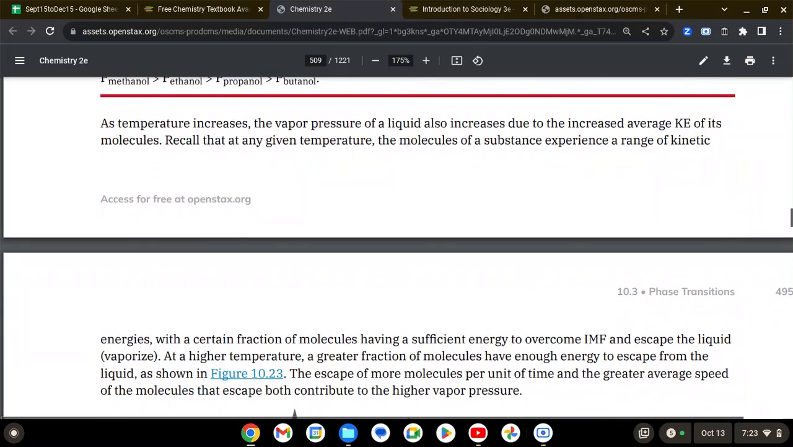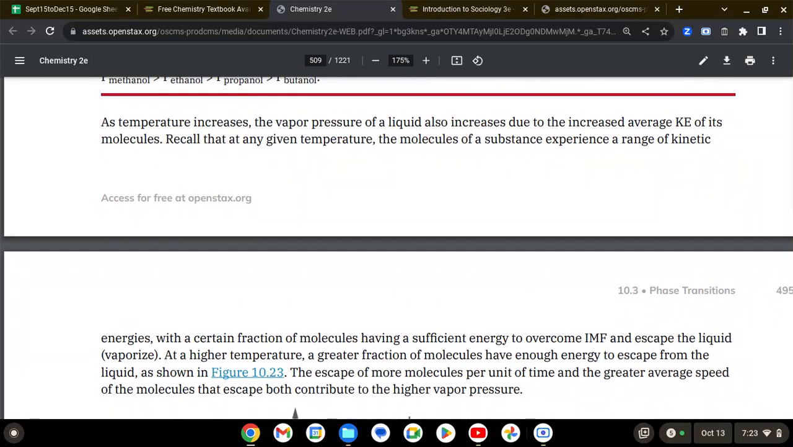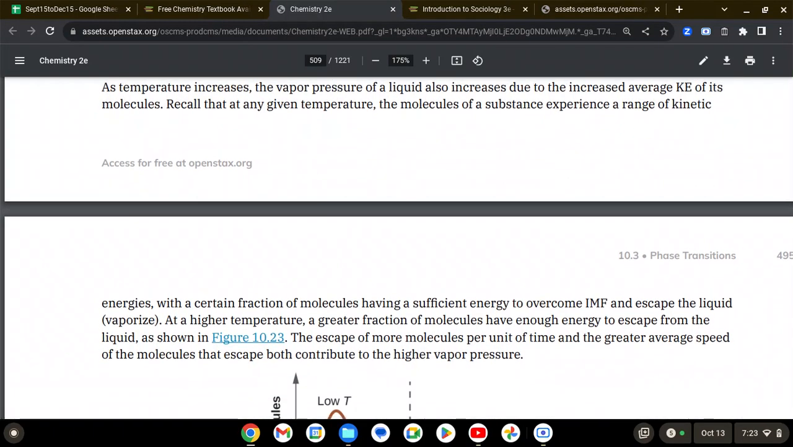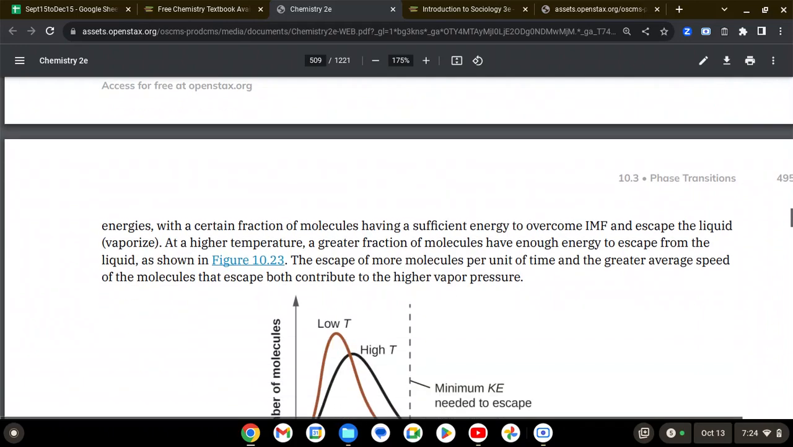As temperature increases, the vapor pressure of a liquid also increases due to the increased average kinetic energy of the molecules. Recall that at any given temperature, the molecules of a substance experience a range of kinetic energies with a certain fraction of molecules having sufficient energy to overcome IMF and escape the liquid. At a higher temperature, a greater fraction of molecules have enough energy to escape from the liquid, as shown in Figure 10.23. The escape of more molecules per unit of time and the greater average speed of the molecules that escape both contribute to the higher vapor pressure.